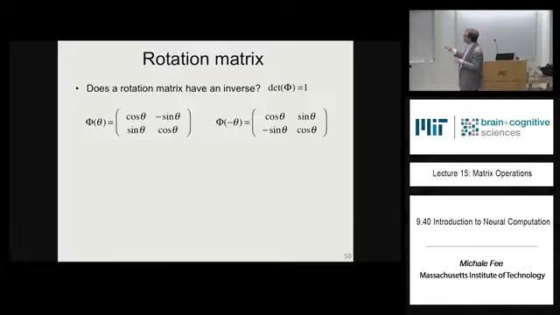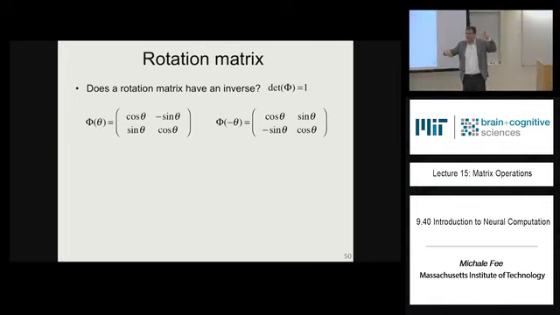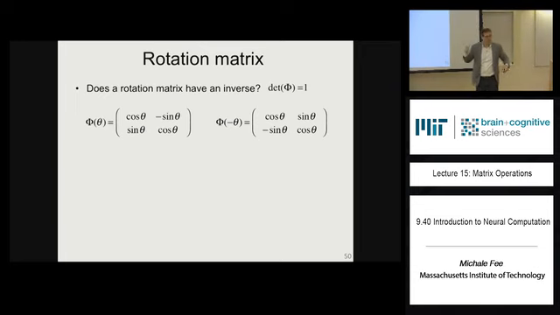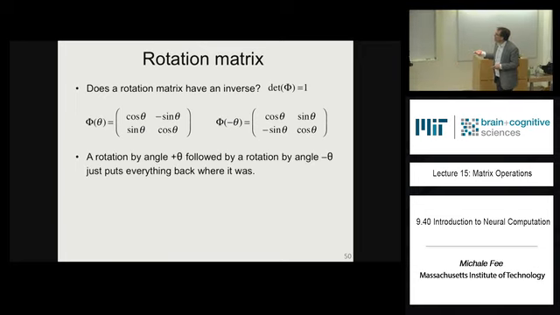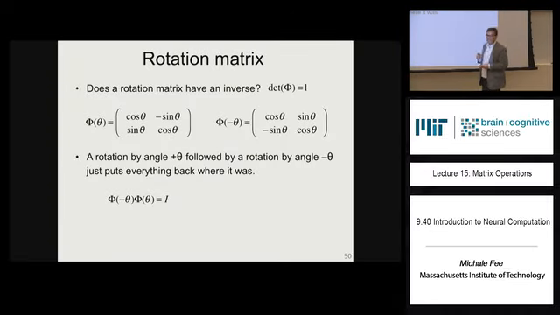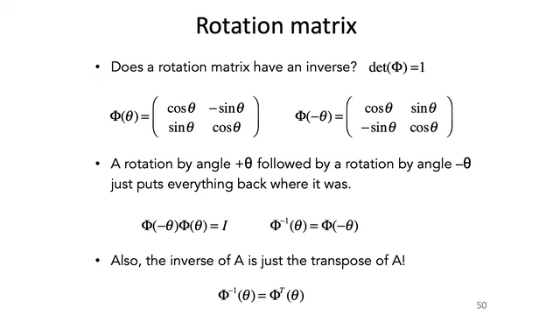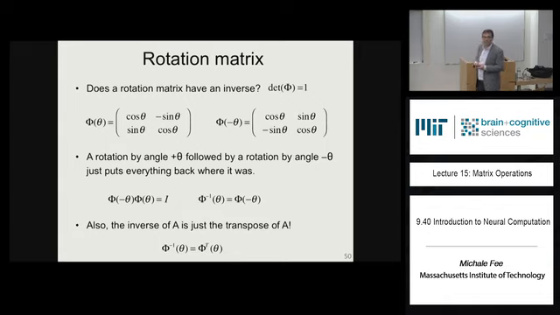So the inverse of this matrix is just this. You change the sign of those off-diagonals, which just makes the shear go in the opposite direction. A rotation by angle plus theta followed by a rotation of angle minus theta puts everything back where it was. So the rotation matrix phi of minus theta times phi of theta is equal to the identity matrix. Those two are inverses of each other. And notice that the inverse of this rotation matrix is also just the transpose of the rotation matrix.